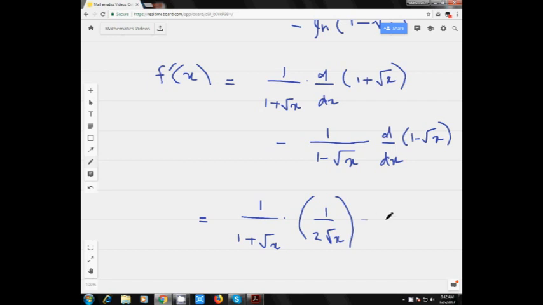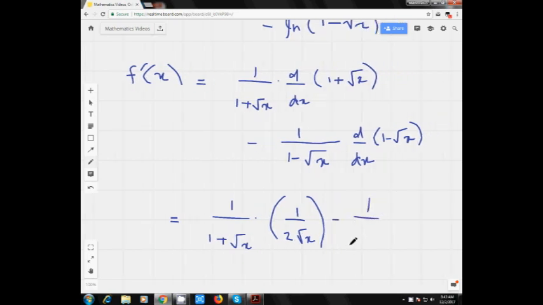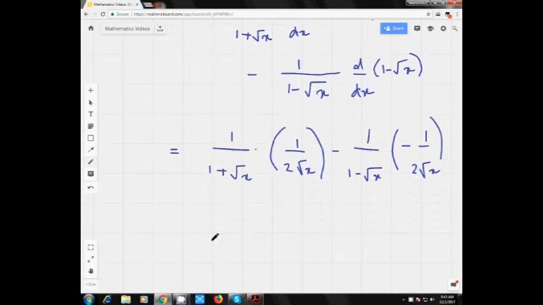Similarly, the next one becomes 1 divided by 1 minus square root x times minus 1 by 2 square root x. You have to take the derivative of 1 minus square root x, and it is equivalent to this one.